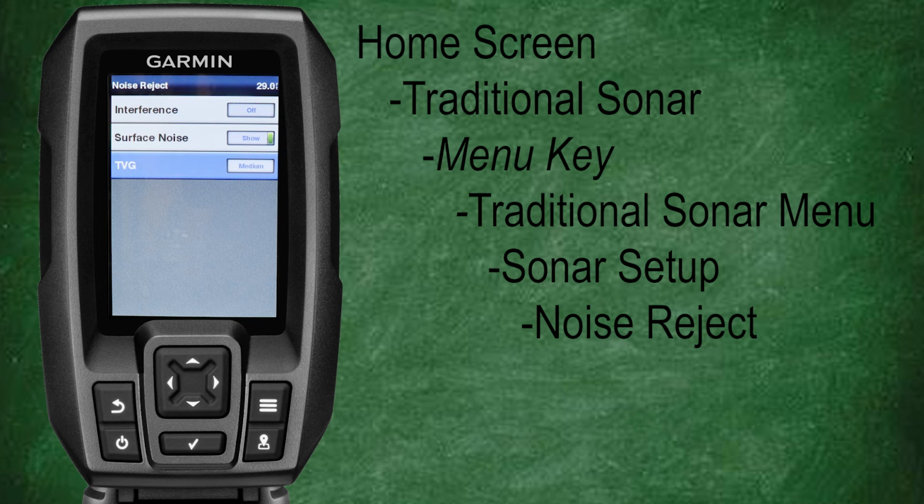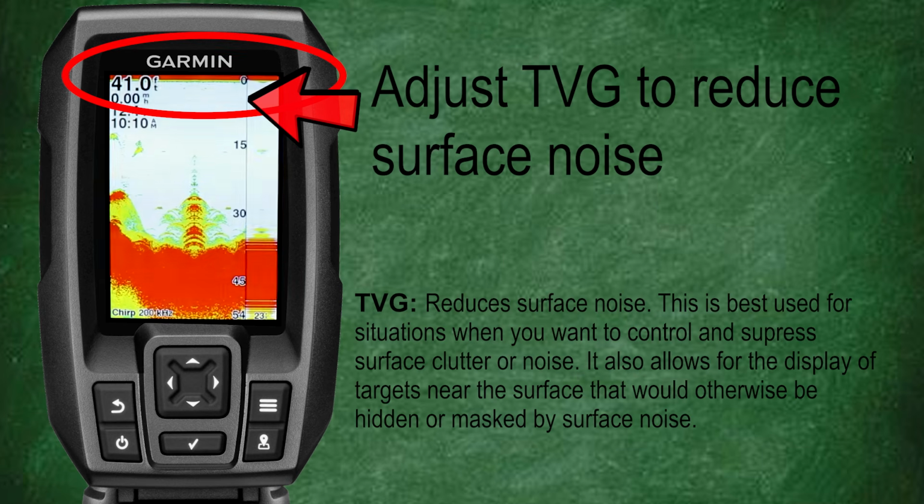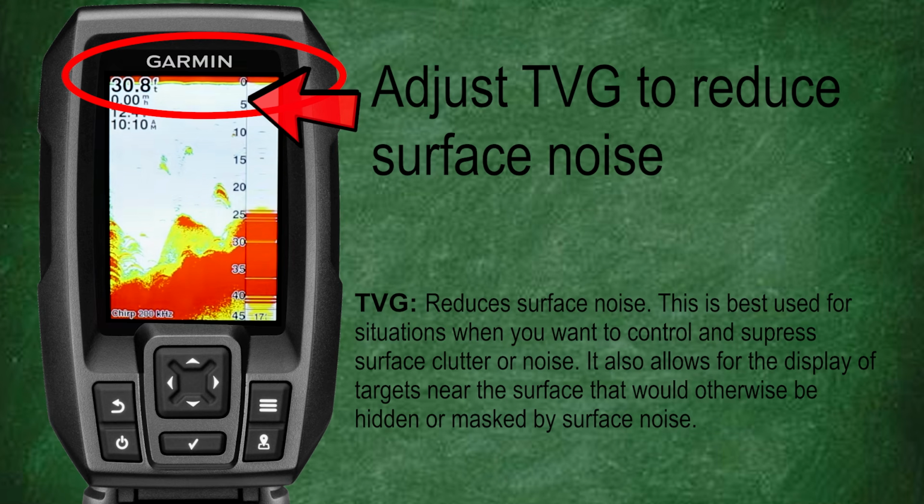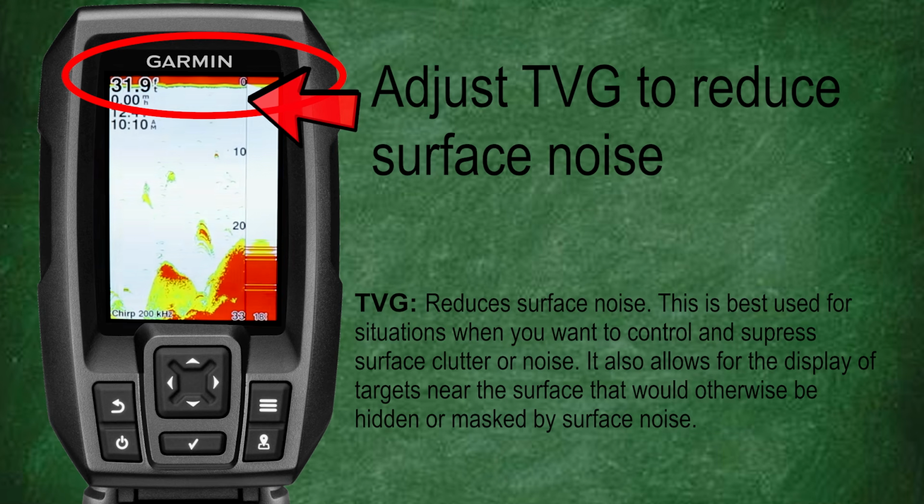Let's go back now and look at TVG, or time variable gain. TVG reduces surface noise while also allowing stronger target returns to still be shown near the surface. This control is best used for situations where you want to control and suppress clutter or noise near the water surface without severe degradation of your near surface returns.